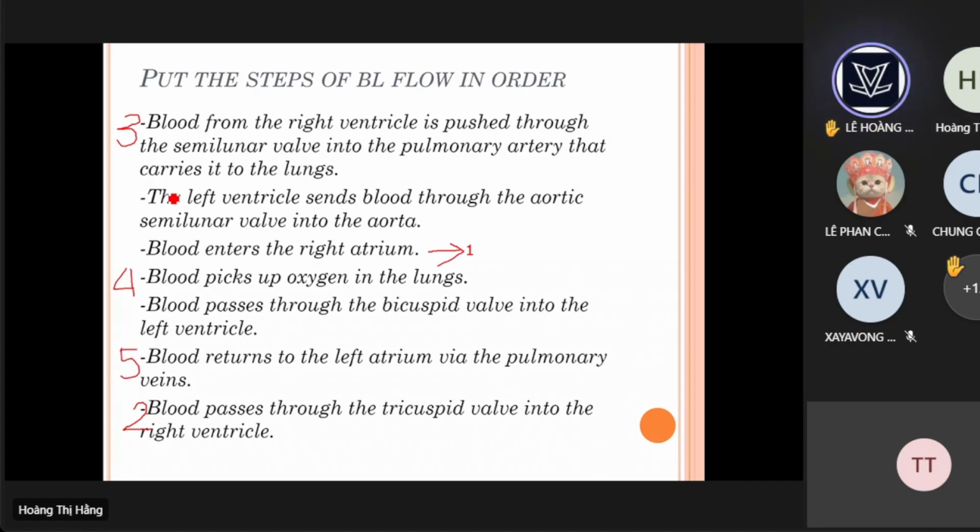Number 6, blood passes through the bicuspid valve into the left ventricle. That's it. Number 7, the left ventricle sends blood through the aortic semilunar valve into the aorta. Excellent. Okay, so now the route of the blood. You can close your eyes and imagine the heart, the lungs, and the flow of blood from the heart to the lungs and backwards.